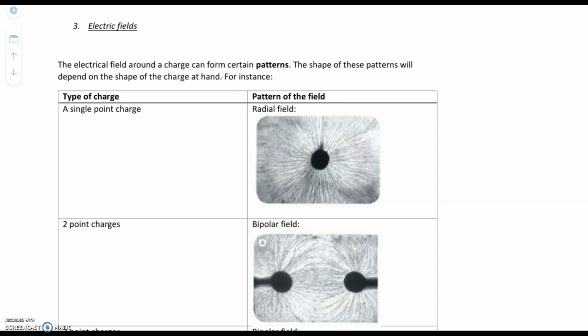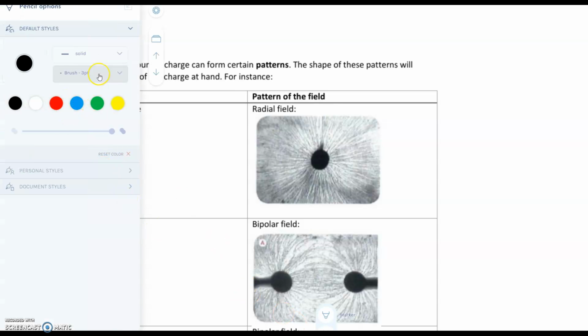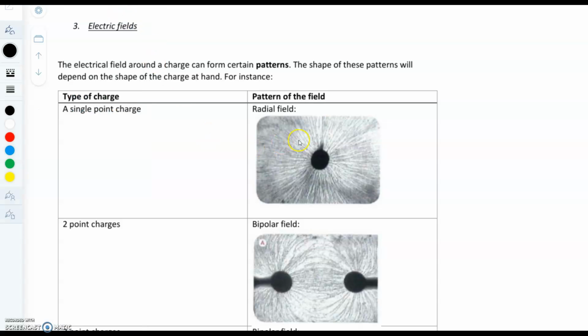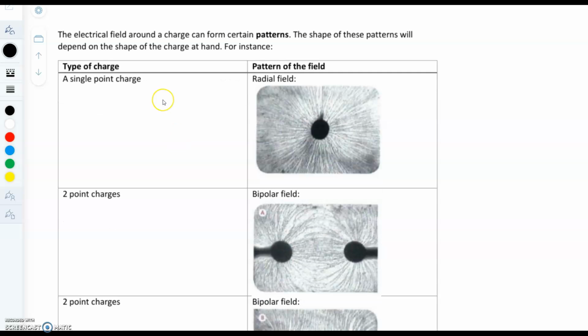Now, these electric fields come in all different shapes and sizes. We've given you a few examples of this on this page. For instance, if you've got a single point charge, represented here by a small metallic sphere that they've put in the center, you will see that there is a radial field that forms around it. Now, how did they create this radial field?